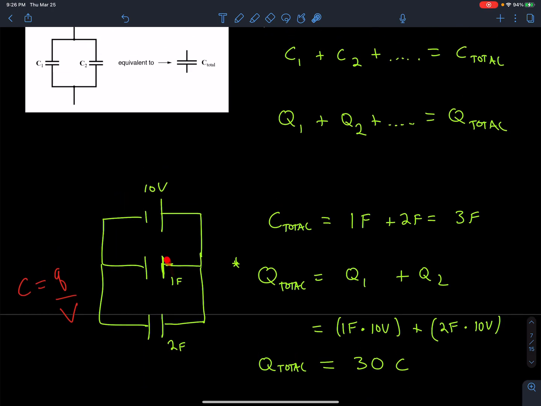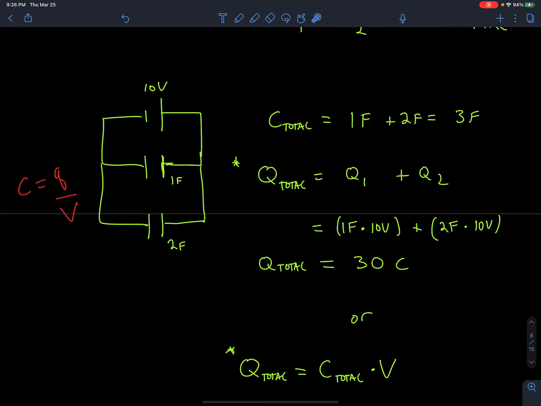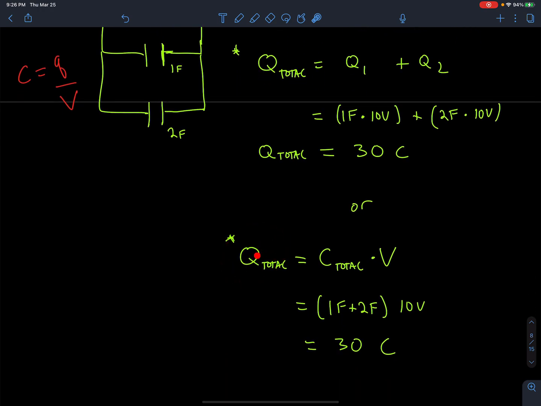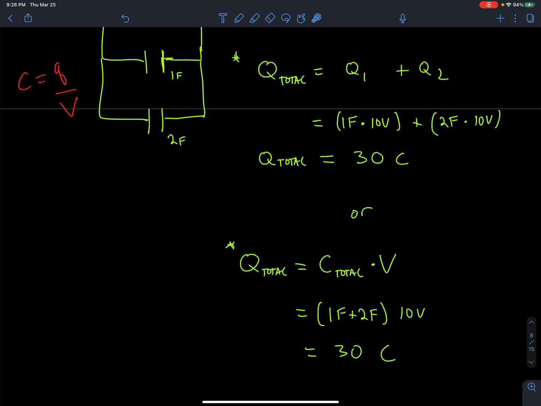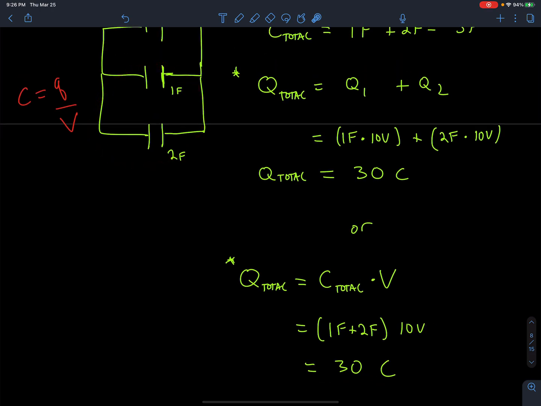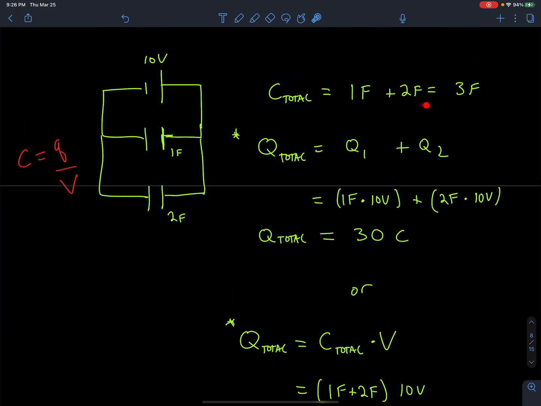Likewise, instead of looking at them individually, I can just sum them up and look at the total. So the Q total of charge across those components is going to be the total capacitance, which is 1 plus 2, 3, times 10 volts, is 30 coulombs. Okay, and that's how we deal with parallel capacitors. You just add them up, and that gives you the total capacitance, which times the voltage going across gives you the total charge. And we can determine how much of that charge is on each component by saying 10 volts and 1 farad, or 10 volts and 2 farads.